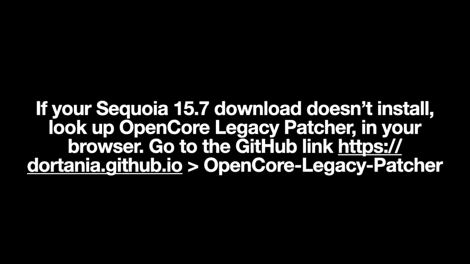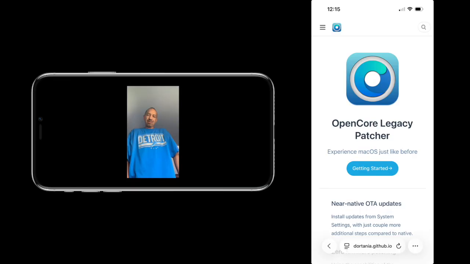If your Sequoia 15.7 download doesn't install, look up OpenCore Legacy Patcher in your browser. Go to the GitHub link https://thortania.github.io OpenCore-legacy-patcher. Now you can get started with OpenCore Legacy Patcher.